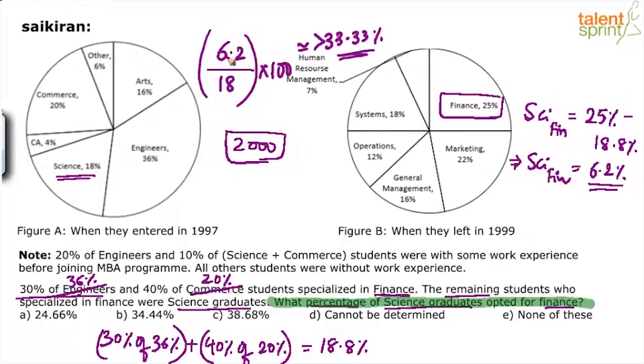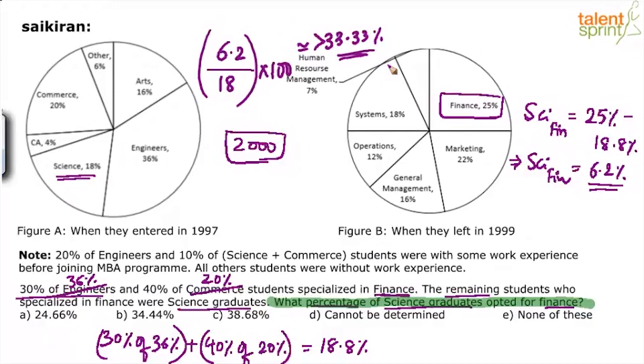Why? See, the actual numerator is 6.2. It is more than 6. 6 by 18 is 33.33, right? The actual numerator is more than 6. If the actual numerator is more, the value will also be more than 33.33.